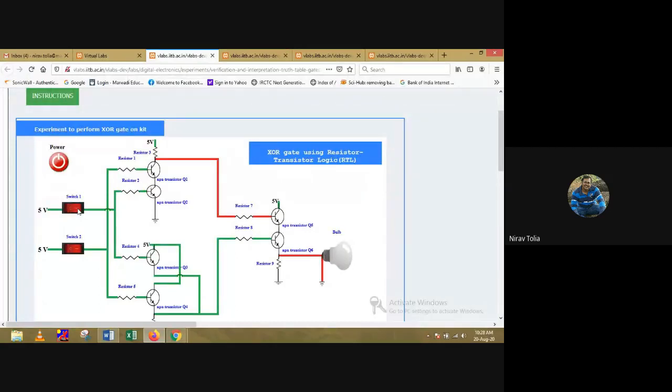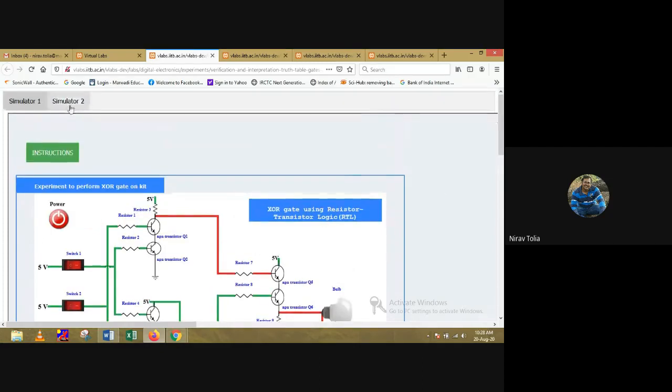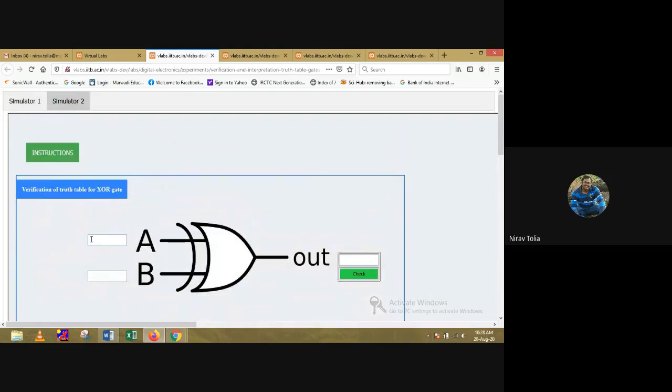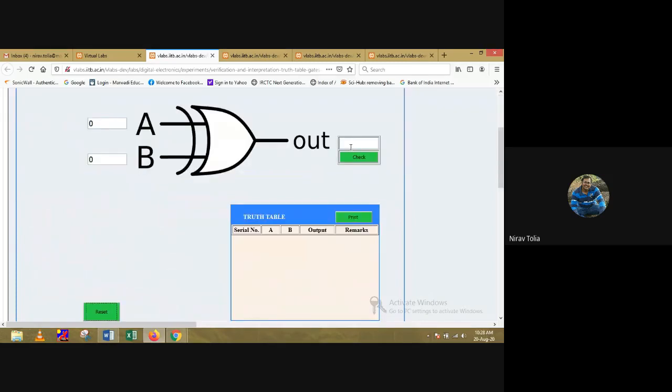You can easily visualize where the current will flow. So this is the circuit of the exclusive OR gate. You can also use the simulator. So for 00 it is 0, for the same input 11 again it is 0. When it will be 1? For 01 it is 1, and for 10 it is 1.